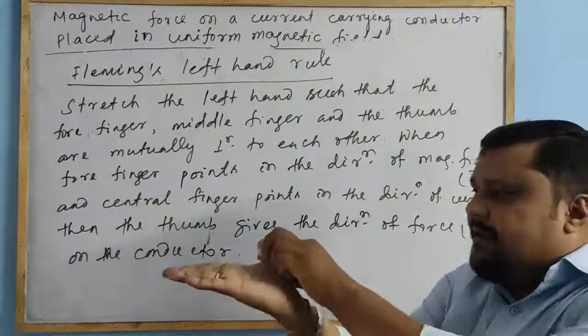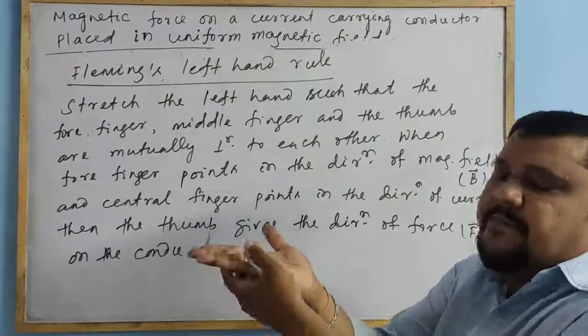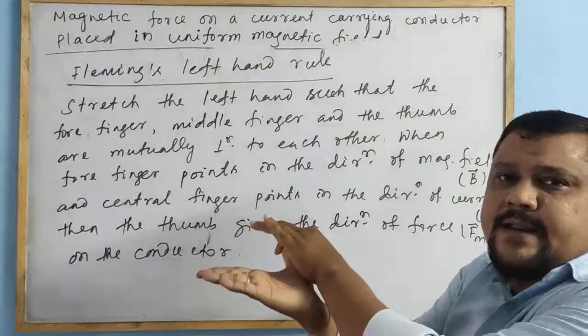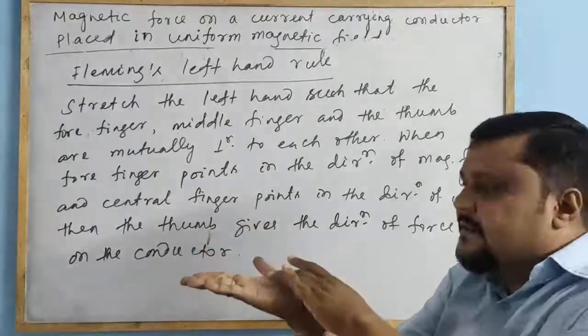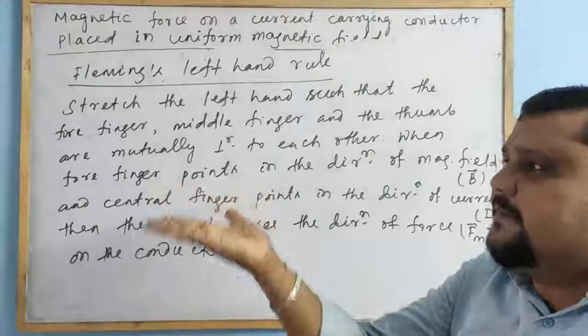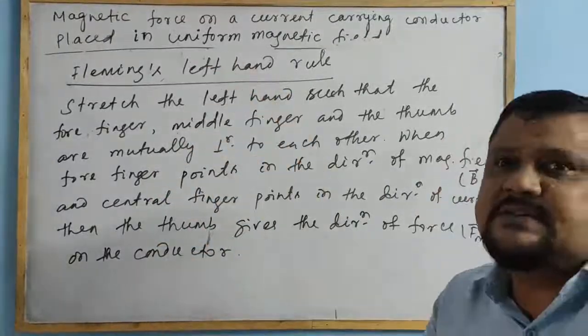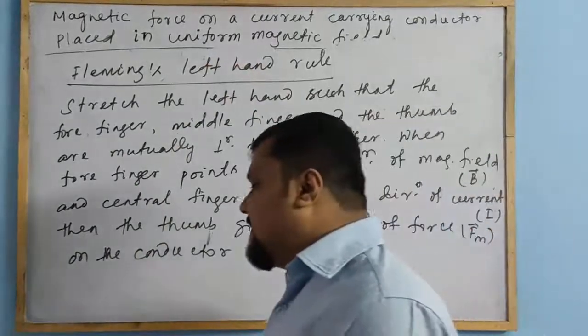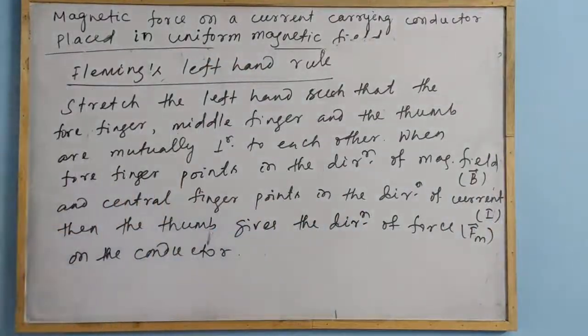This is the same case. Current perpendicular. This is the magnetic field, the fingers in the magnetic field. This is the current, B and I. Current is flowing like this. Then the palm will push in what direction? In this direction. So this will give you the direction of force. That is also another rule. Okay.